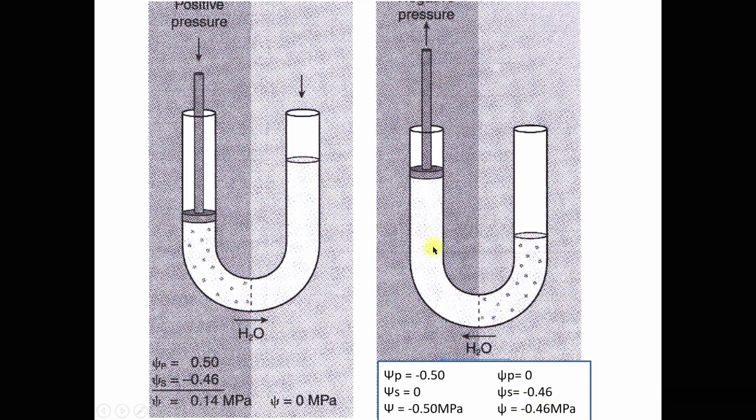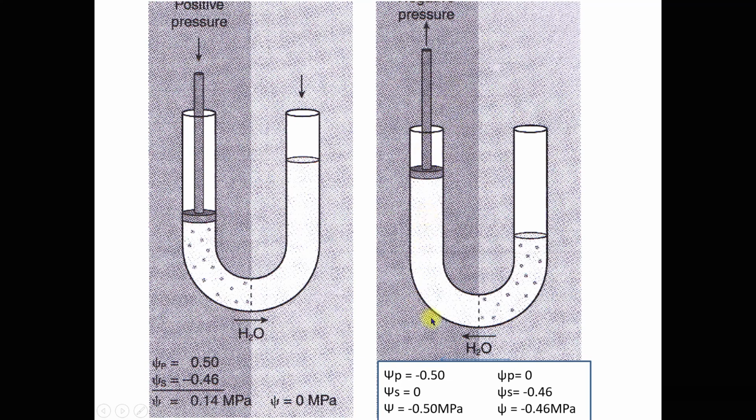Now let's say on the left arm, what happens? Pressure is being suctioned. There is a suction pressure here. Suction pressure is negative pressure potential, and let's say the pressure potential here is negative 0.50.